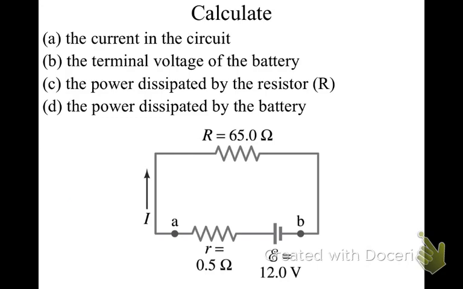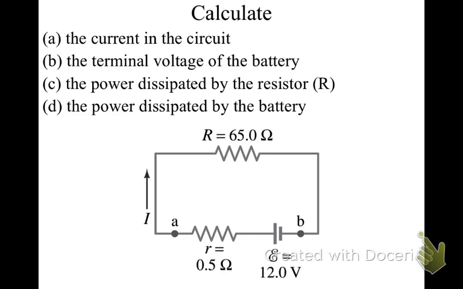So let's see if we can figure some stuff out. I'm going to take a battery, which is everything between points A and B down here, including a 12-volt voltage source and a half-ohm internal resistor. We're just going to pretend it's a resistor. It's not, but we're going to pretend there's just one in series there.